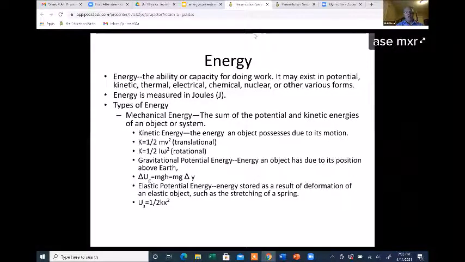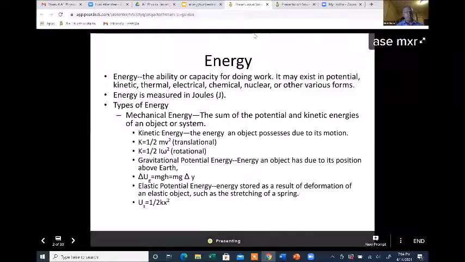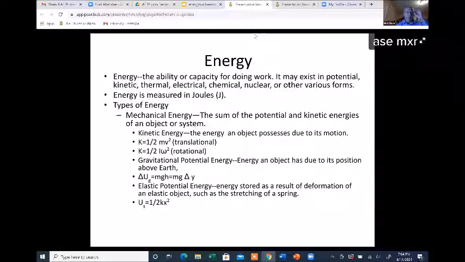We also talk about gravitational potential energy. Potential energy is energy that's stored in an object. Gravitational potential energy is energy that's stored due to an object's position above the Earth. And we usually notate it like so, mgh. That's mass times acceleration due to gravity times the height above the reference point. Sometimes instead of h, you'll see delta y there because it's usually a vertical height.